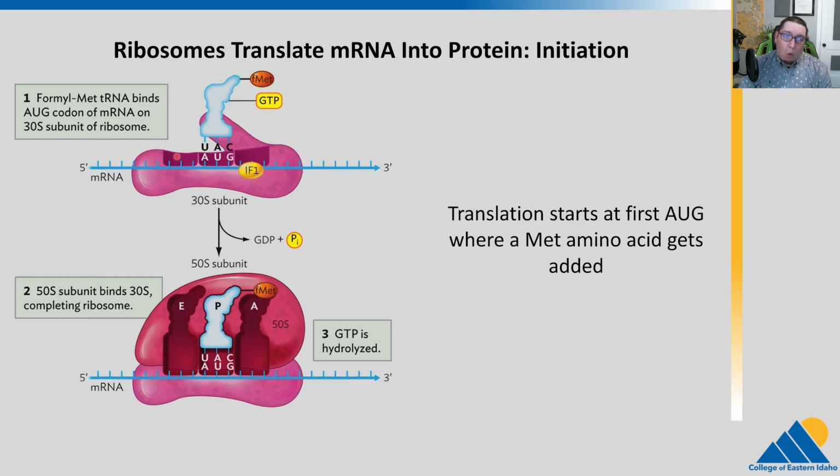Okay, so we scan along until we find the first AUG, where methionine gets added. This methionine is attached to a tRNA. So here's the anticodon, here's the amino acid attached to the tRNA. Okay, when that happens, the large subunit of the ribosome comes in, and you will notice there are 3 sites, and they just so happen to fit tRNAs perfectly. These 3 sites are E, P, and A. I will tell you what they are in the next slide.